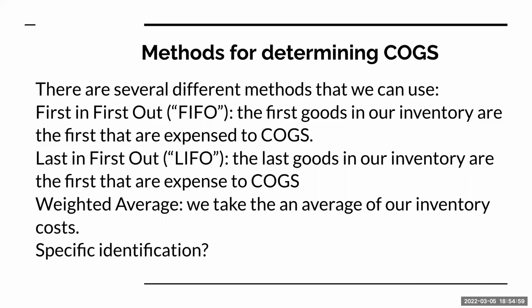LIFO, last in, first out. The last goods in our inventory are going to be the first that are going to be expensed to cost of goods sold. Weighted average, we take an average of our inventory costs. We then multiply that by the units sold. That's going to determine our cost of goods sold.